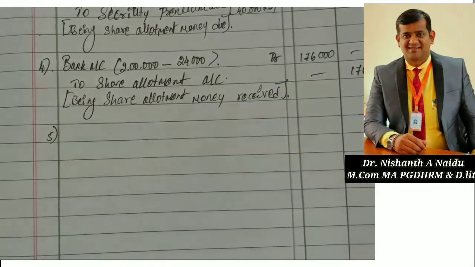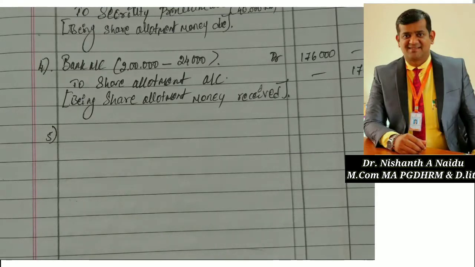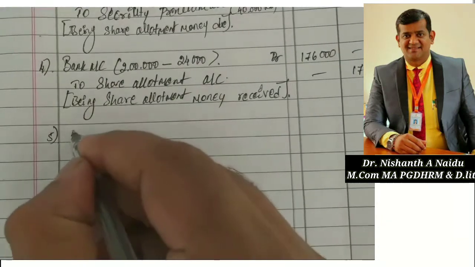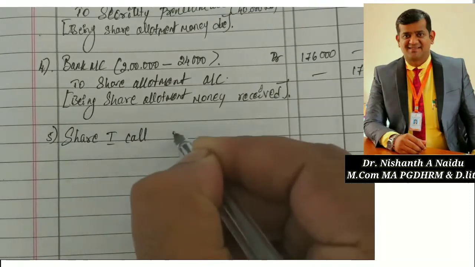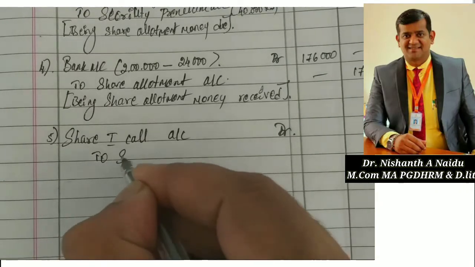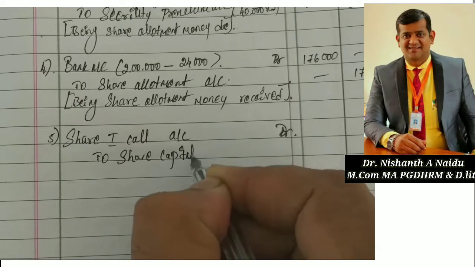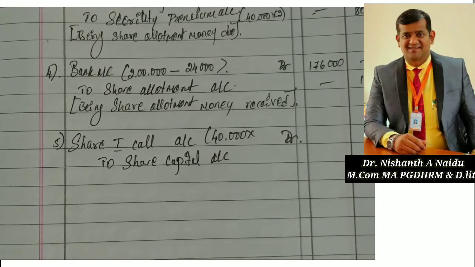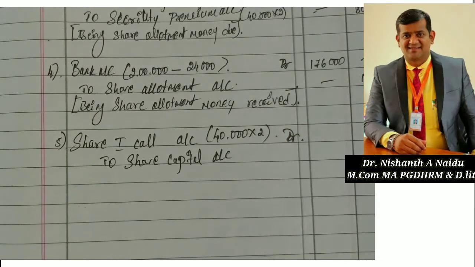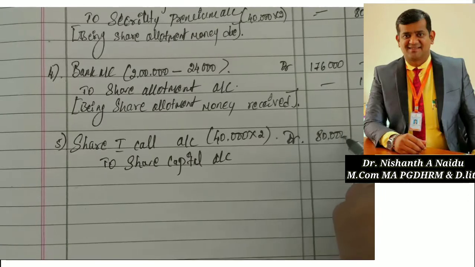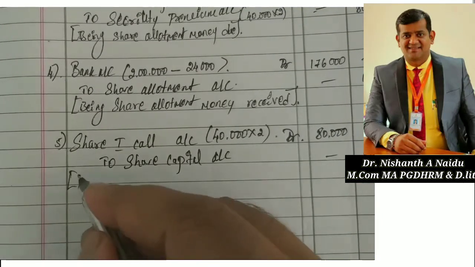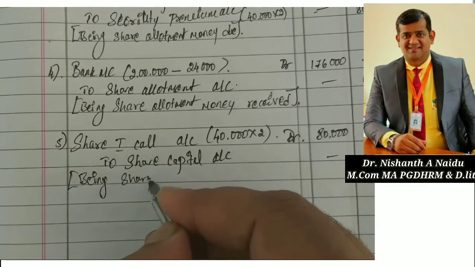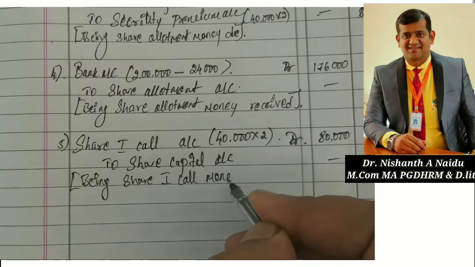Okay, so now fifth entry. Fifth entry is first call money due entry. So let us pass the journal entry for first call money due. What is the entry? Share first call account debtor to share capital account. So on how many shares? On 40,000 shares. What is the first call money? So first call money is 2 rupees. So 40,000 into 2. How much? 80,000. Being share first call money due.